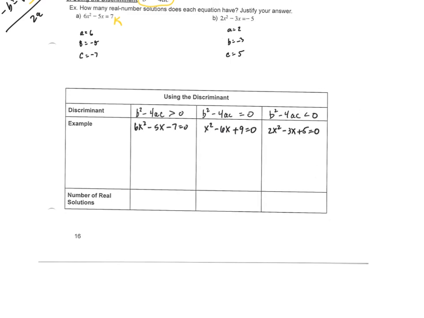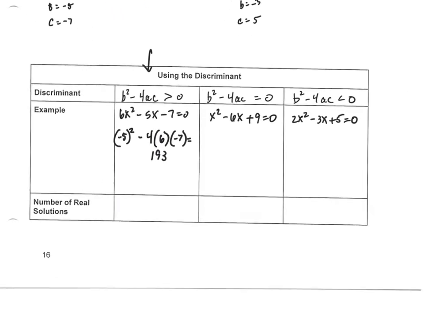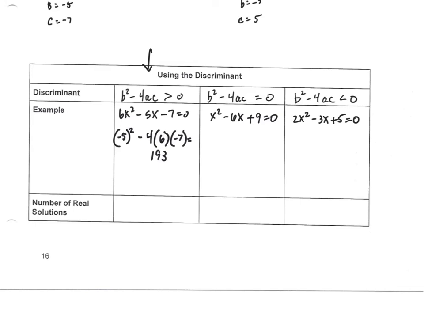Okay, so as I use the quadratic formula to fill out the discriminant, in my first example I have b squared minus 4ac is greater than 0. Greater than 0 means we're looking at a positive number. So when I do my substitution, I have negative 5 squared minus 4 times a times c, and that is going to give me 193. So that is a positive number, so I know that I'm going to have two real solutions.